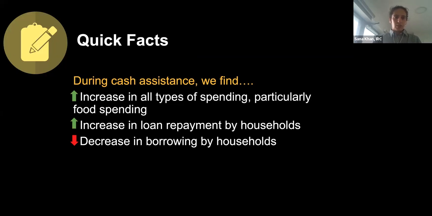Just some quick notes on the economic piece, not specific to health. As expected, we see that cash increases purchasing power. So we find that spending on most things increases, but that's primarily driven by food. We also see that people are repaying loans, and that borrowing decreases in households.